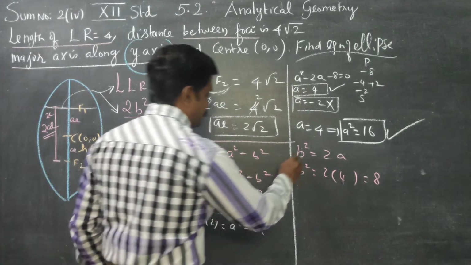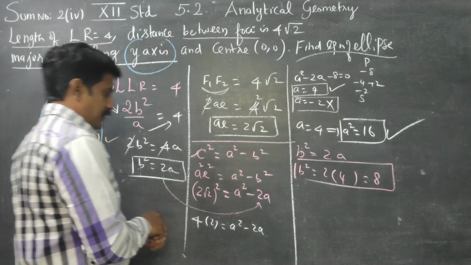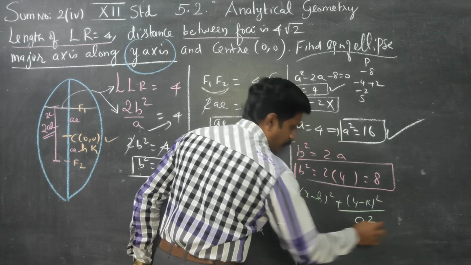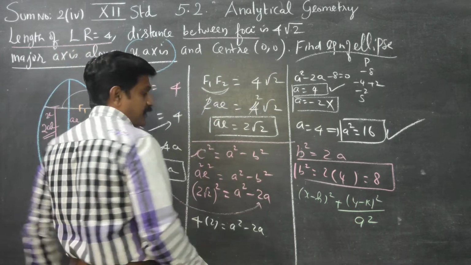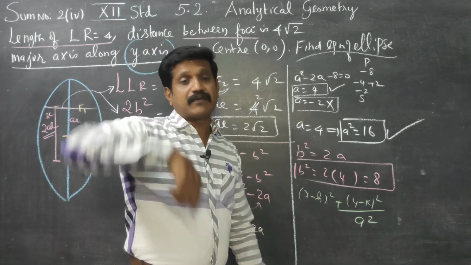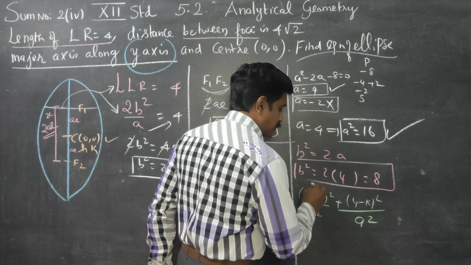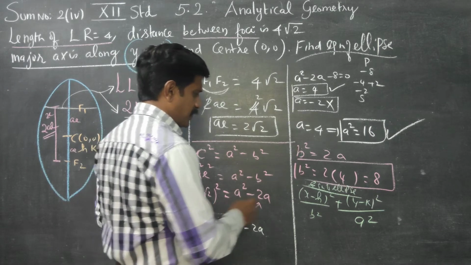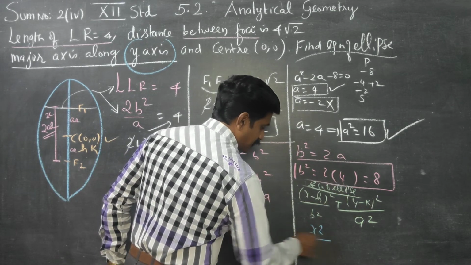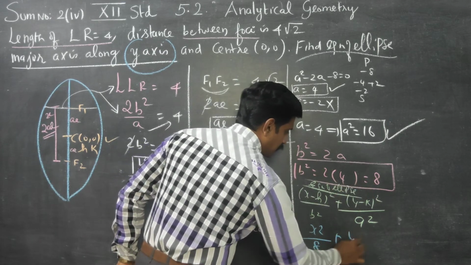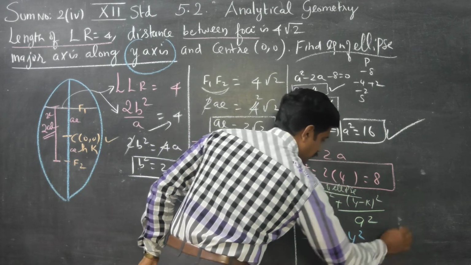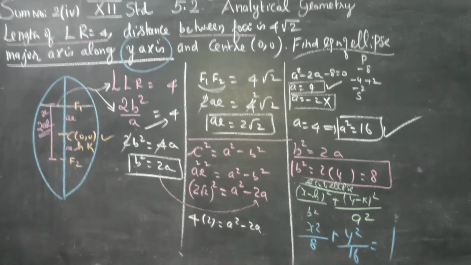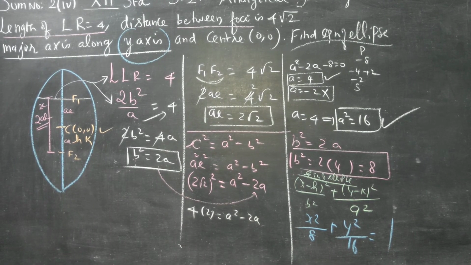In which direction is the ellipse? It is vertical. In a vertical ellipse, a square, the biggest number, must come under y, and the smaller number b square comes under x. This is my equation of the ellipse. My h, k is 0, 0. With b square and a square ready, x square by b square, whose answer is 8, plus y square by a square, answer 16, is equal to 1. This will be my equation of the ellipse: x square by 8 plus y square by 16 is equal to 1. Thank you.